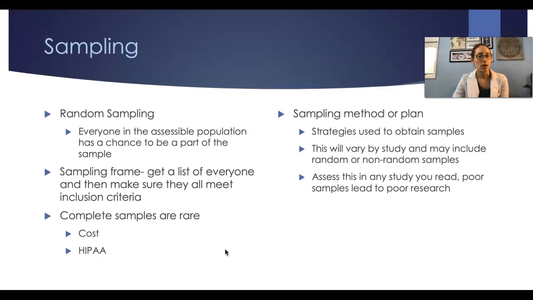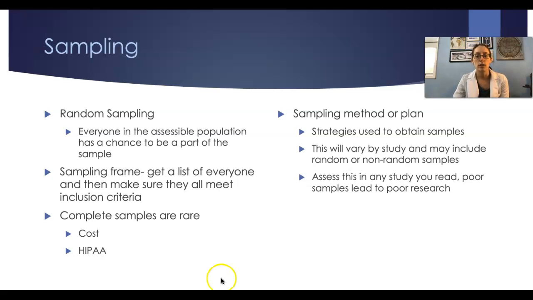The other concern we have as healthcare providers is actually HIPAA. So we quite often don't have access to an entire sample because we only have access to the ones that we should be looking at from a HIPAA perspective. So your sampling method or plan is basically just your strategy used to obtain the sample. It's going to vary by study, and it may include random or non-random samples, and it just depends on the type of study as to whether that's an acceptable choice or not.